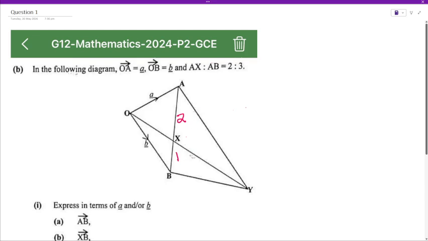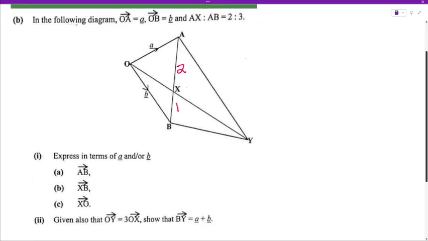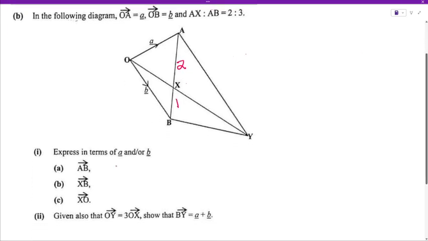Okay, having done that, we can now go to the question. Like in the previous session, the first one is always simple. Express in terms of vector A and or vector B, the vector AB. So remember we said for vectors always use a known path, a path with given values. So we're trying to move from A to B. What is the best way we can move from A to B?